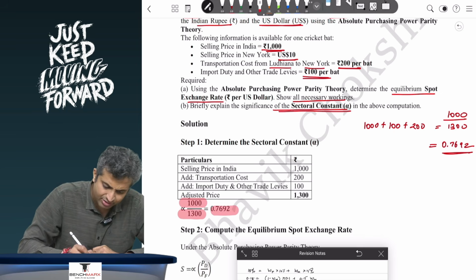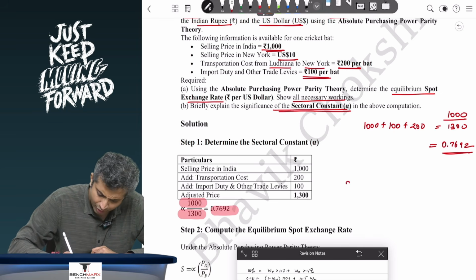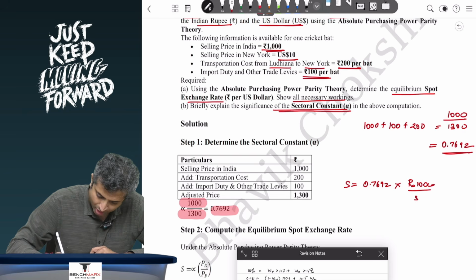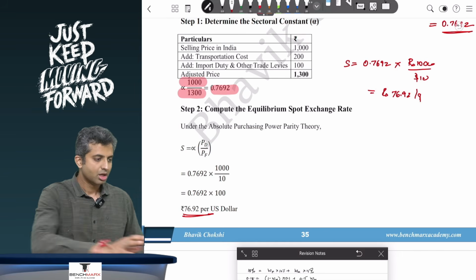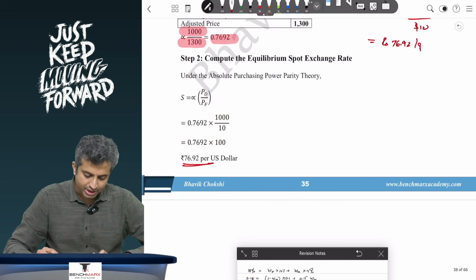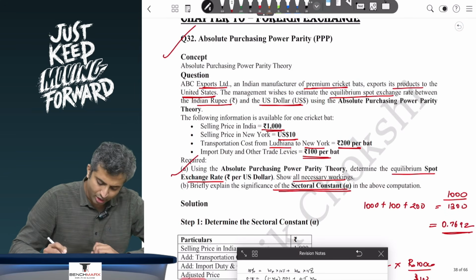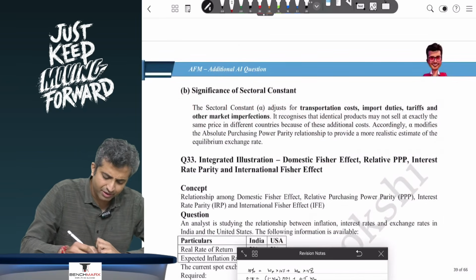So this is 0.7692, and the formula for finding the spot rate is the sectoral constant, which is 0.7692, into the price of rupees 1000 upon $10, and hence this comes to around 76.92 per dollar, which will be the spot rate. So this covers the adjustment for absolute purchasing power and the significance of sectoral constant.